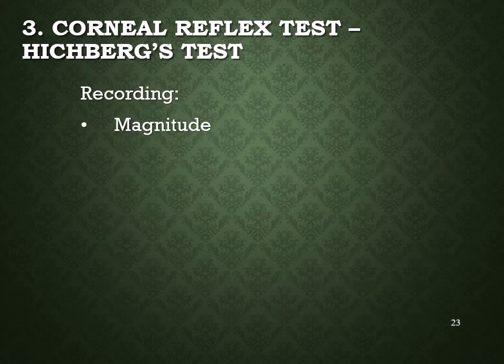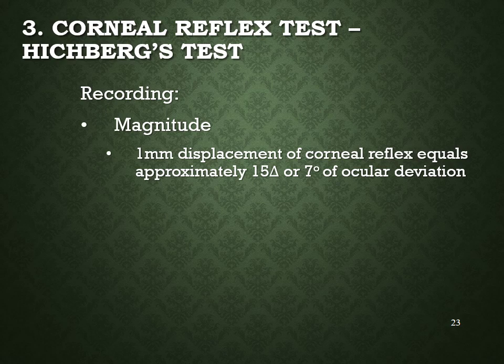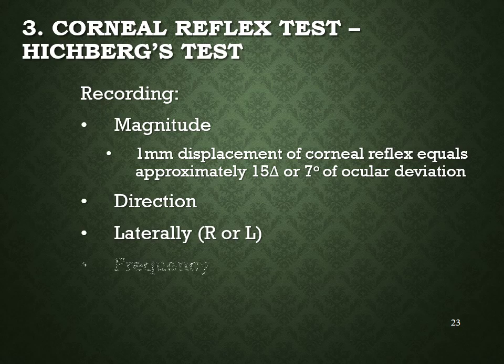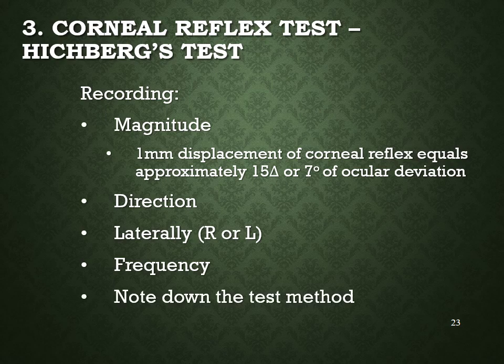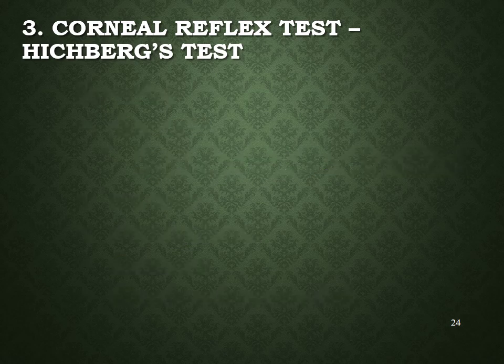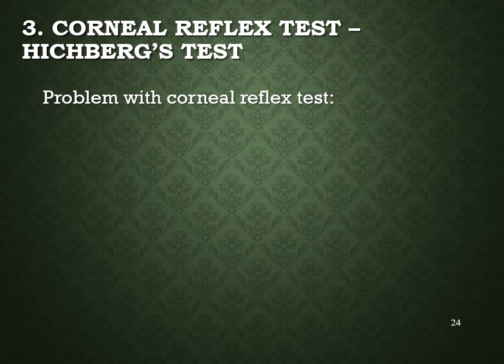For the recording, you need to write down the magnitude, which is 1 mm displacement of the corneal reflex equal to approximately 15 prism or 7 degrees of ocular deviation. You also need to write down the direction of the deviation, which eye is deviated, the frequency, and also note down the test that you are using for the test.